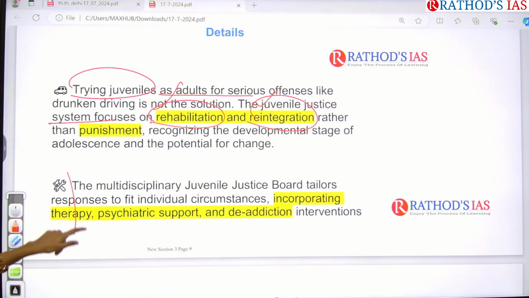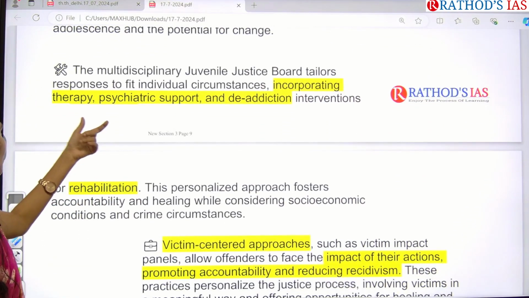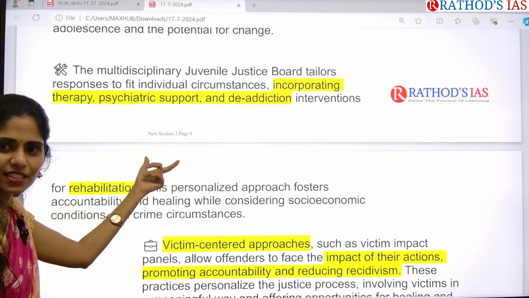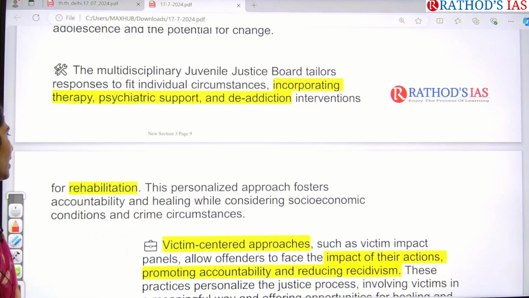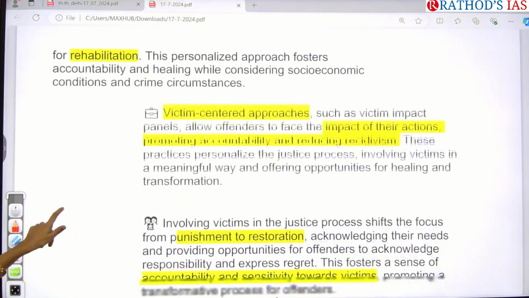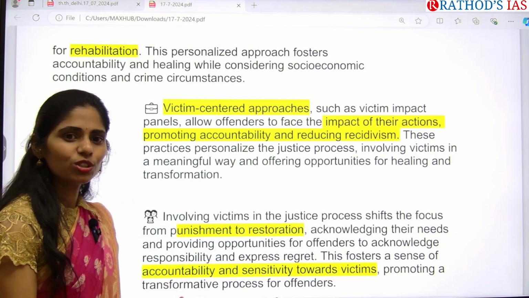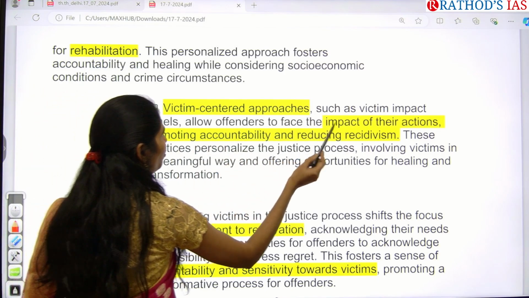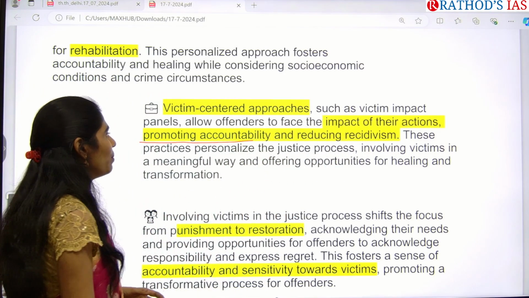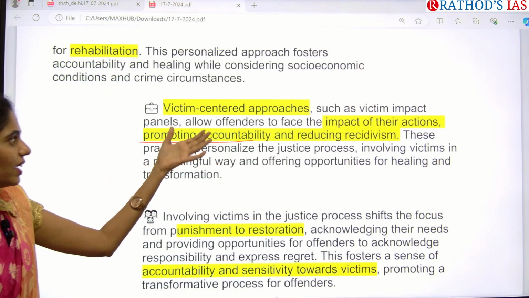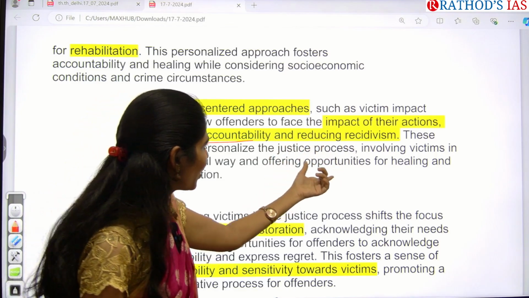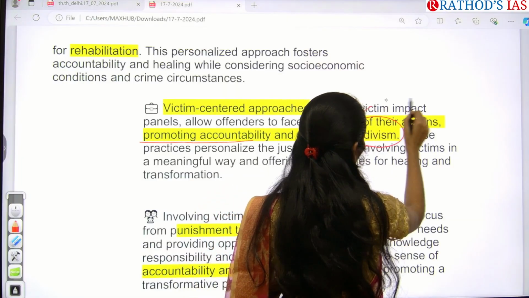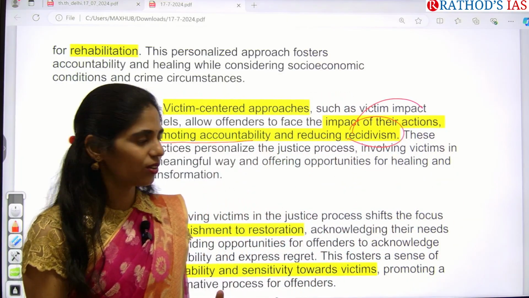And the next one is they are also focusing on incorporating therapy and psychiatric support for them, as well as de-addiction interventions for rehabilitation. Okay, and even for victims, a victim-centric approach should also be there, right? So for that, we are focusing especially on promoting accountability and reducing recidivism. Recidivism is nothing but stopping them from committing it again. Okay, that is the thing.